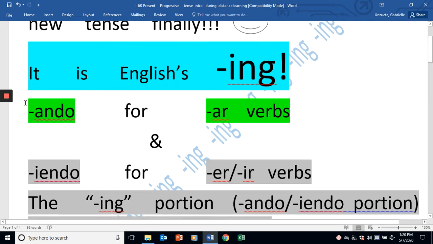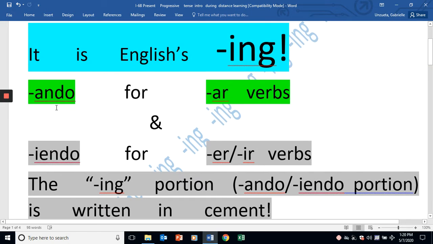English's ing is Spanish's ando for the AR verbs, and I-E-N-D-O, and yendo was his name, for the ER and the IR verbs. So we've got ando and we've got yendo. This is how we're going to make the ing thing in Spanish.